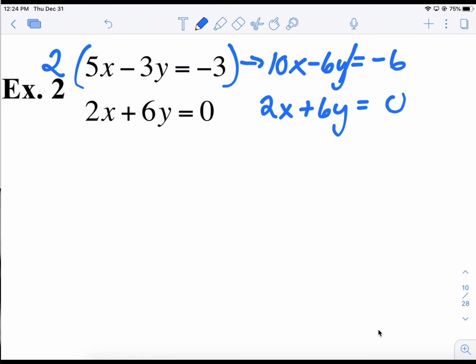Very clearly, the y's are going to cancel. They eliminate positive 6 and negative 6. And again, remember that we are adding together what's left. 10x and 2x makes 12x. Negative 6 plus 0 makes a negative 6.